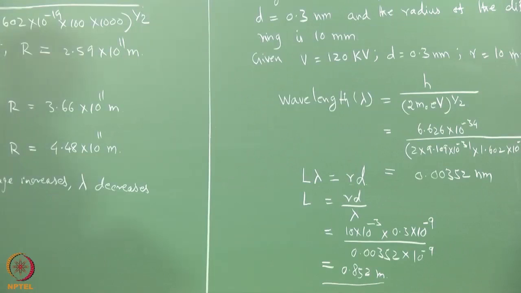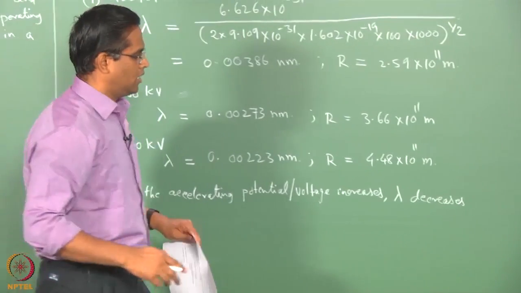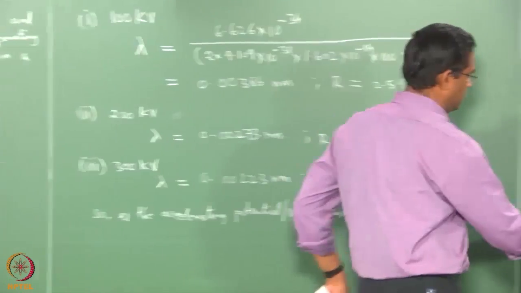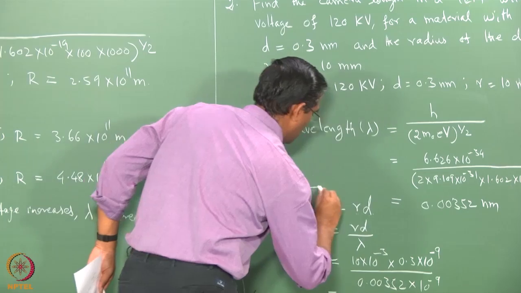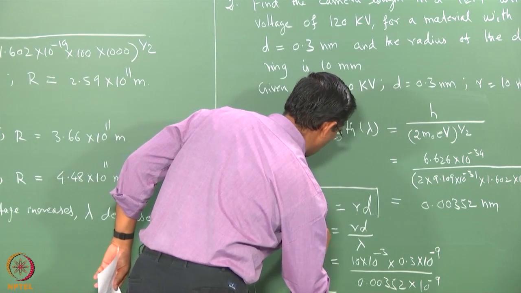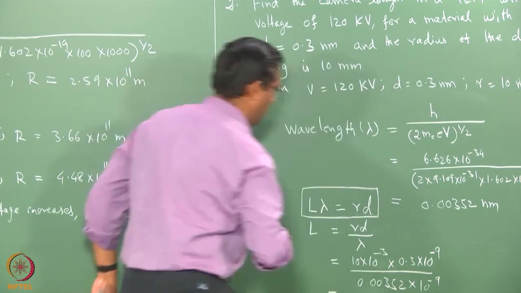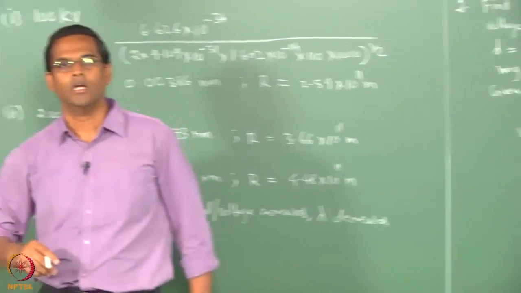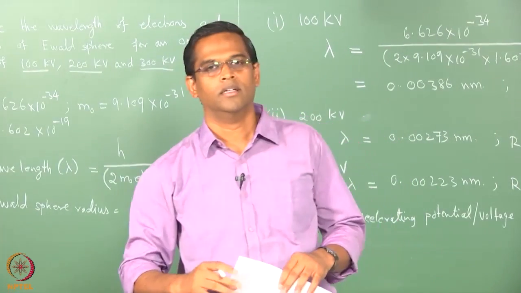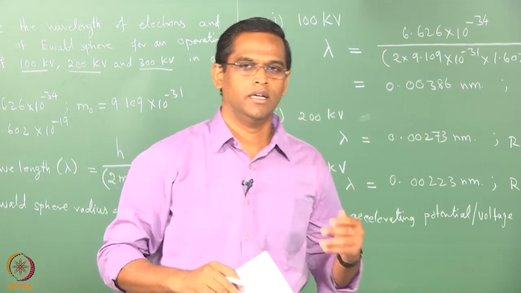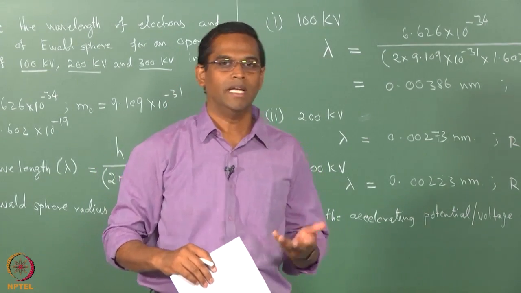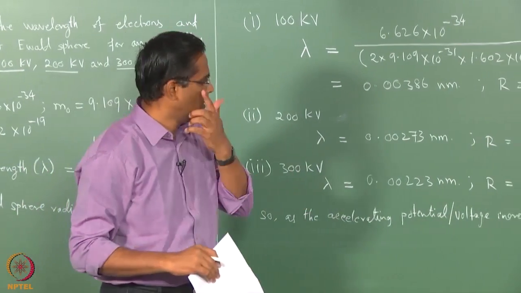So, you get camera length is around 0.852 meters. So, you see that this relation is a very important relation in the case of solving the diffraction pattern indexing. So, this will be useful.